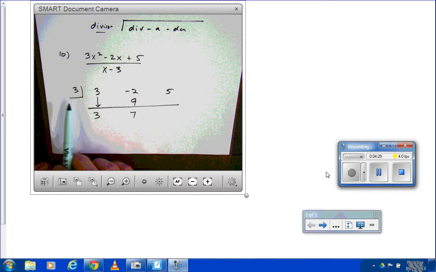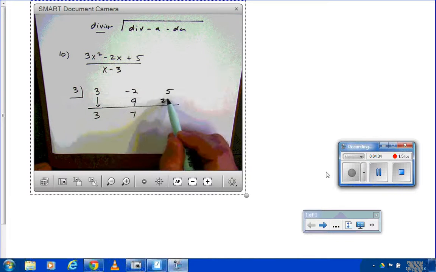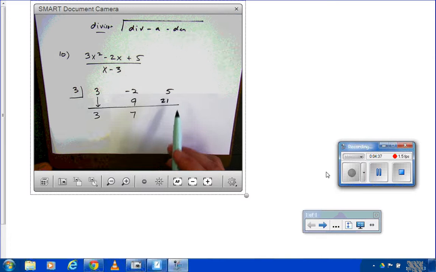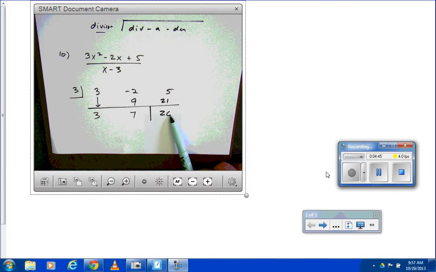Now let's just do it again. 3 times 7 is 21. And 5 and 21 would be 26. Now we'll put a little symbol right here to break that one off, and that symbolizes what's significant about the 26 right there.